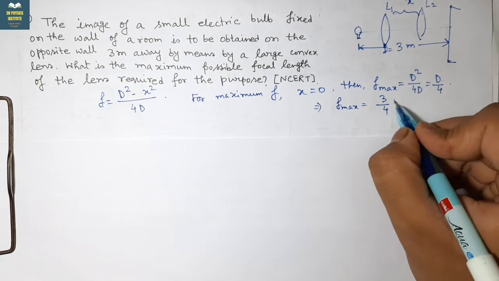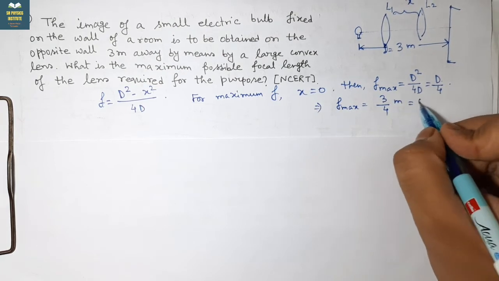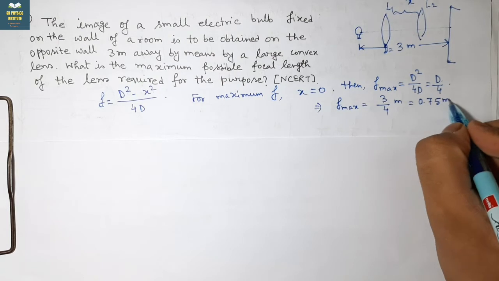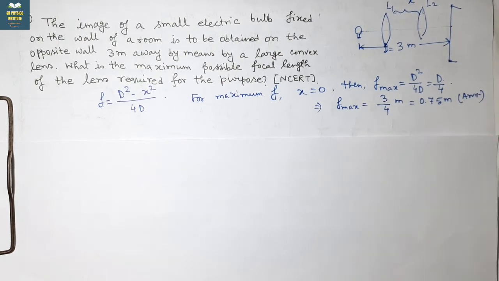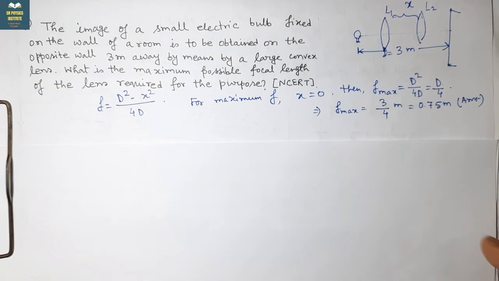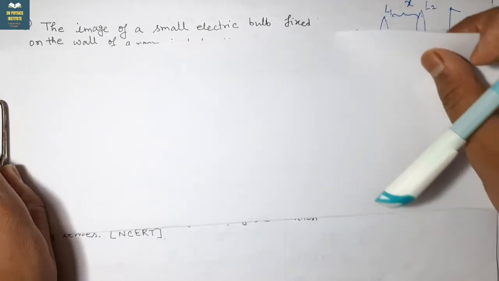so that is equal to 0.75 meter. So this is your answer. This is your maximum possible focal length. This way you can solve. So next, see the next problem.